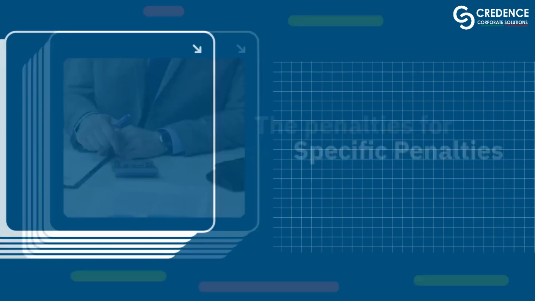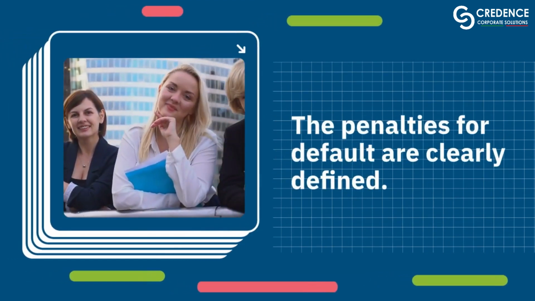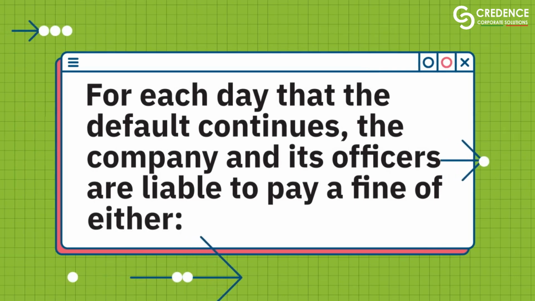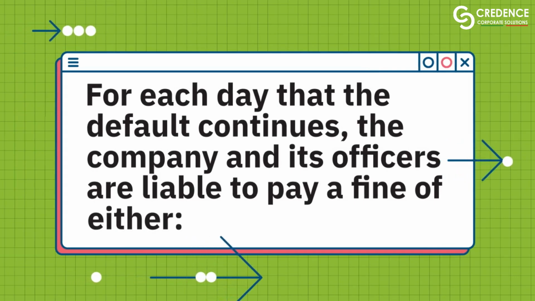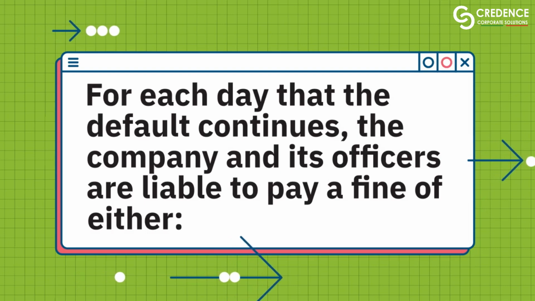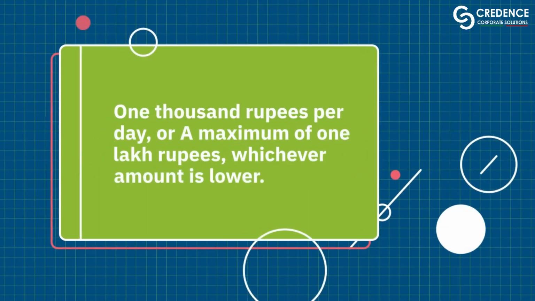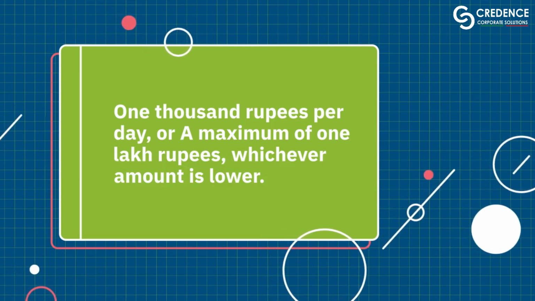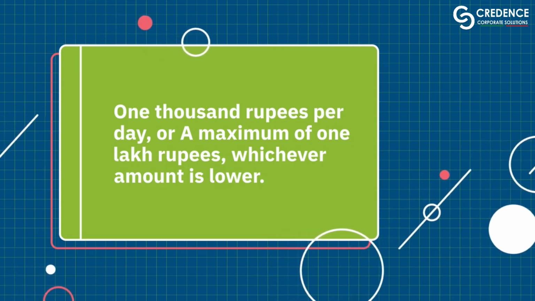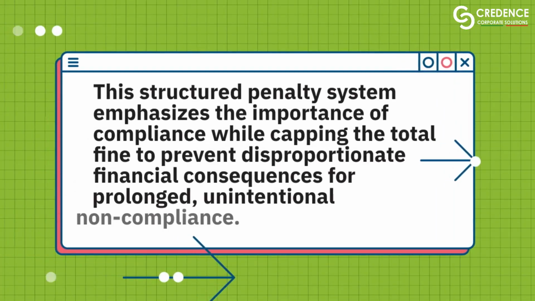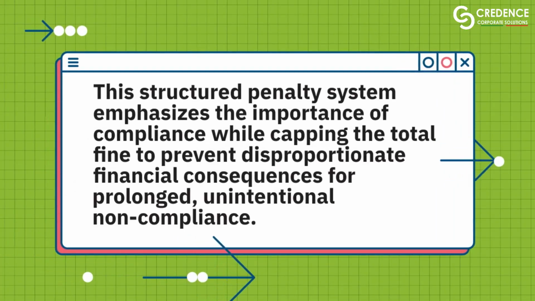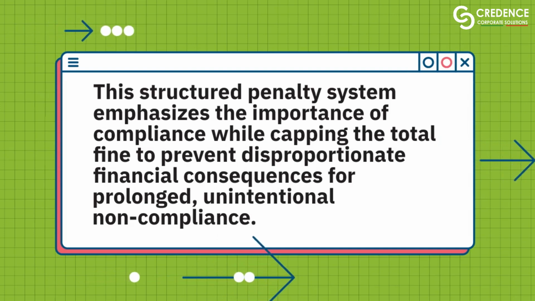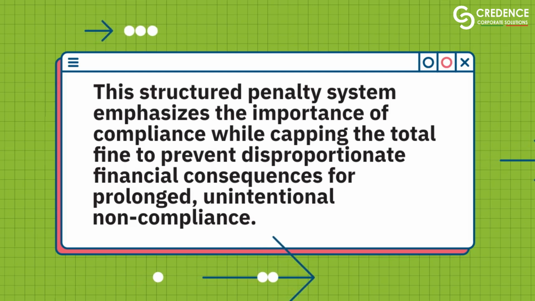Specific penalties. The penalties for default are clearly defined. For each day that the default continues, the company and its officers are liable to pay a fine of either 1,000 rupees per day or a maximum of 1 lakh rupees, whichever amount is lower. This structured penalty system emphasizes the importance of compliance while capping the total fine to prevent disproportionate financial consequences for prolonged, unintentional non-compliance.